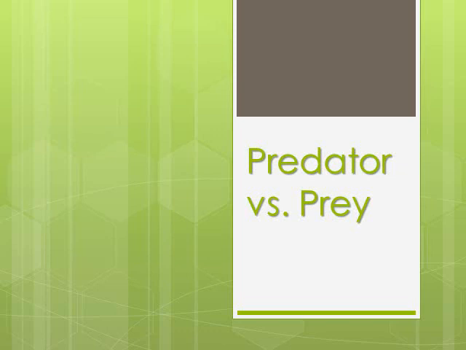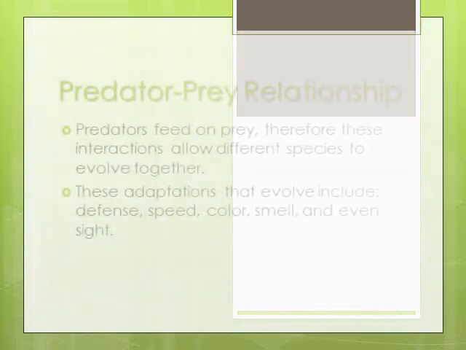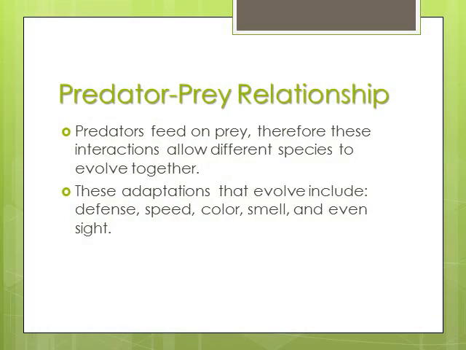In this presentation, we will discuss the physiological eye adaptations in organisms. Predators and prey have diverse interactions, and within a habitat they will evolve together. As you can see, adaptations under these conditions include descent, speed, color, smell, and today we are talking about sight.